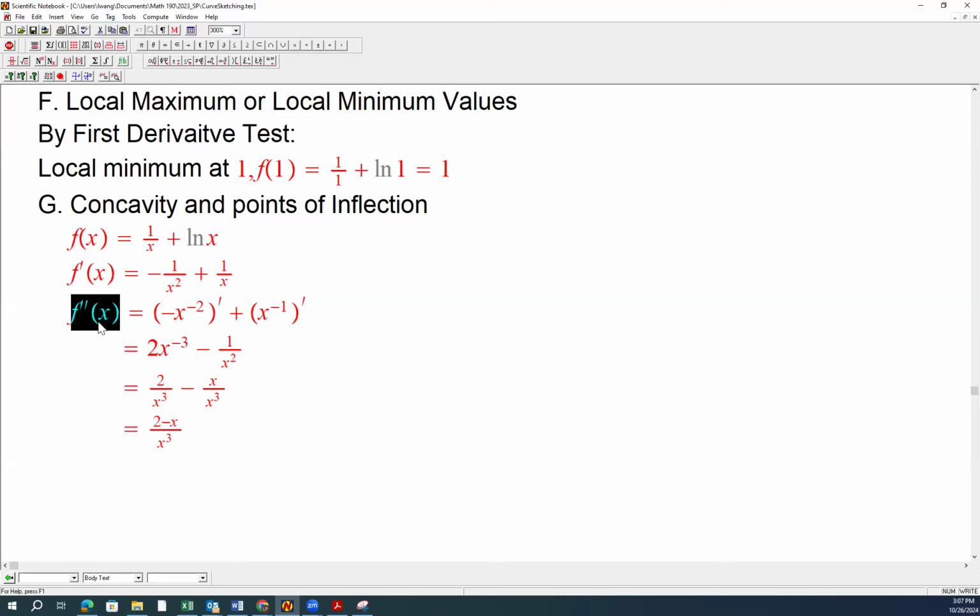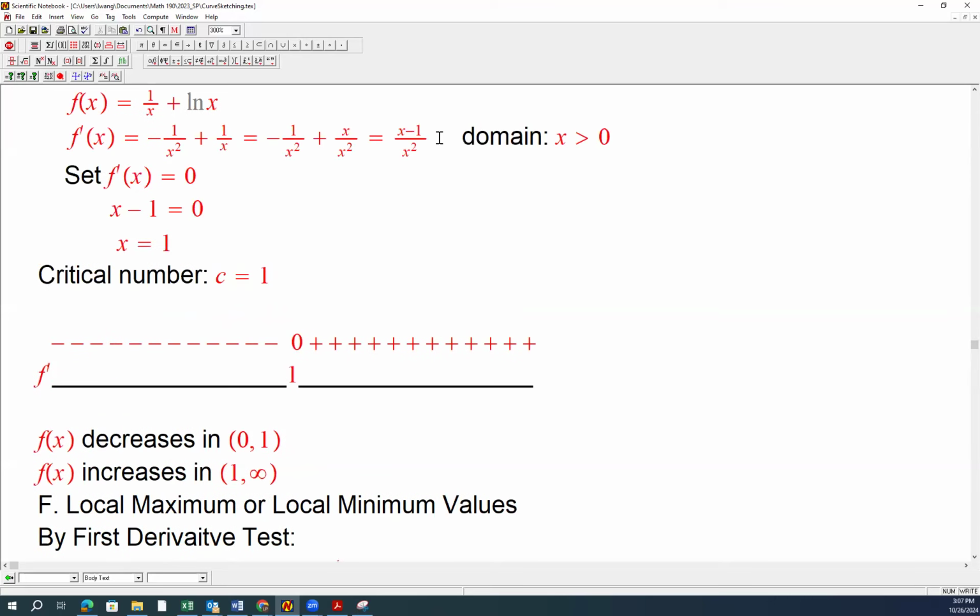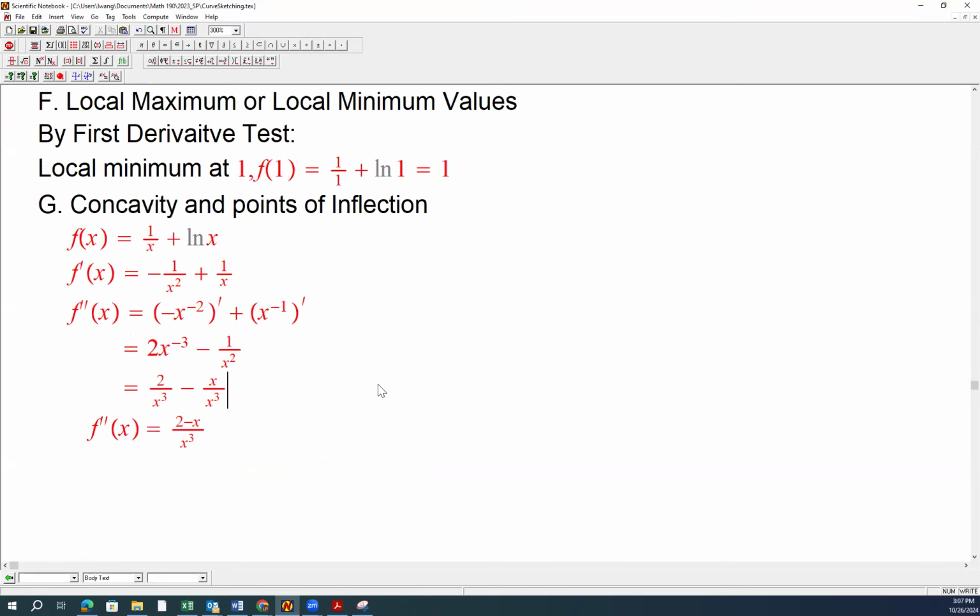And this is to determine concavity. Remember, the domain of the second order derivative is still greater than 0. The domain for the second order derivative is still going to be greater than 0. So now let's look at the sign of the second order derivative.